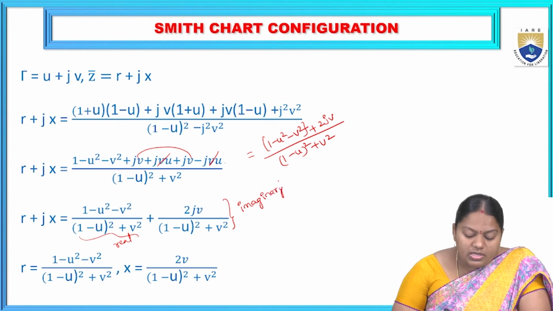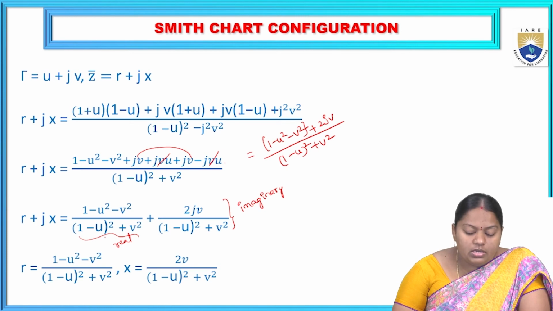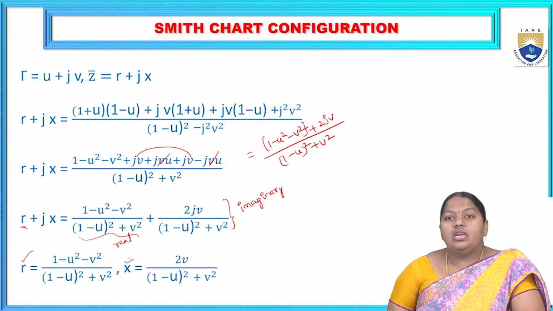Okay, now from this, on the left-hand side also we have real and imaginary terms as r and x. So now equate the real part and the imaginary part separately. Then the real part r is given by r equal to (1 minus u square minus v square) by ((1 minus u) whole square plus v square), and the imaginary part is 2v by ((1 minus u) whole square plus v square), right? So this is the real term, and here it will be an imaginary term.